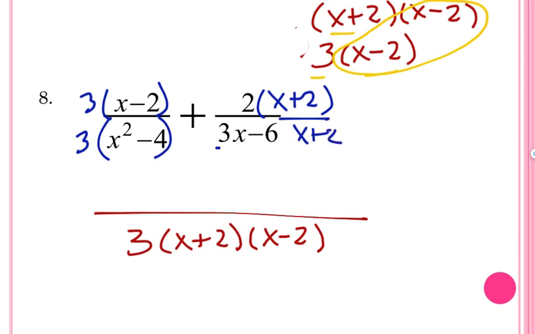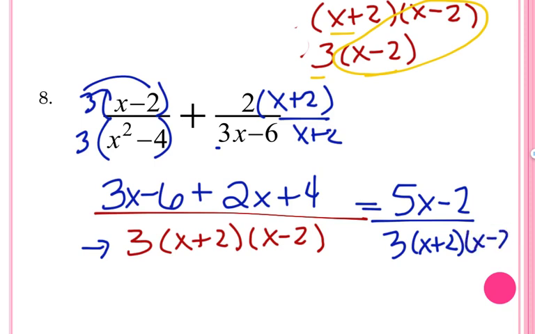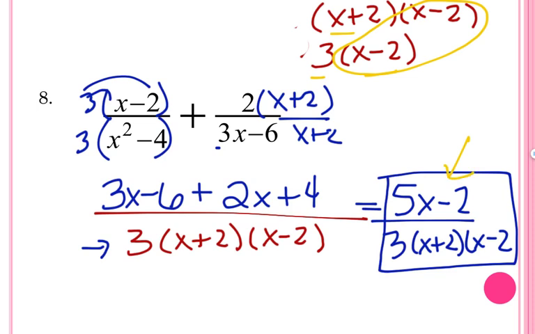Okay, so my denominator, I've already taken care of that when I write this down here. So on the top I'm going to have 3x minus 6 by distributing, plus, and then I'm going to have 2x plus 4. And so that's going to give me 3x and 2x is 5x, and negative 6 plus 4 is negative 2, and I'm going to have that over 3 times x plus 2 times x minus 2, and so my answer is that fraction. I cannot simplify it anymore, and I can tell that because my numerator can't be factored, and so there's nothing that would cancel with anything down below.